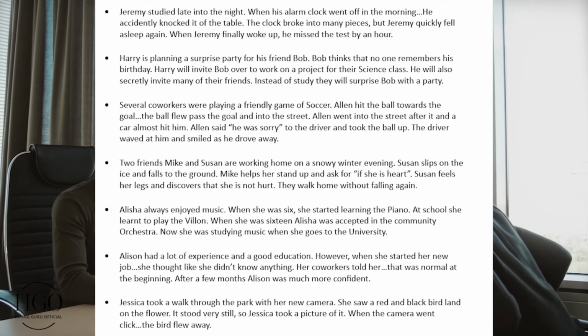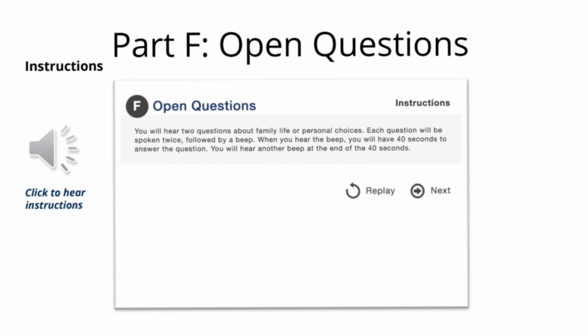Now let's move on to our last section, open questions. This is basically a free speech round where you have to share your opinions on the given topic for at least 40 seconds. You will hear 2 questions about your personal life or personal choices. Each question will be spoken twice, followed by a beep. When you hear the beep, you will have 40 seconds to answer the question. At the end of 40 seconds, you will hear another beep and another question.